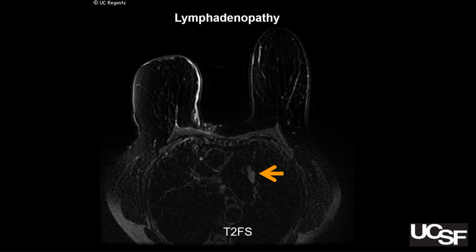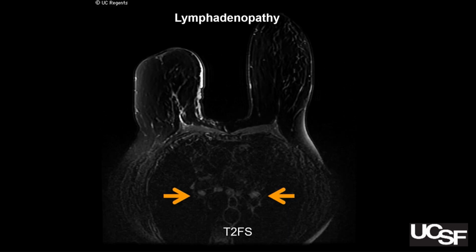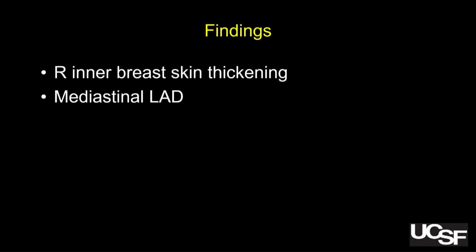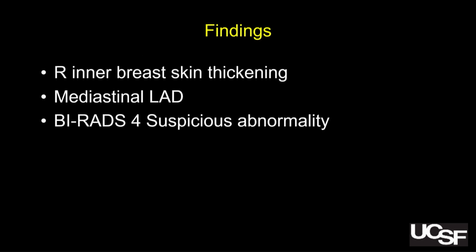And then she had some lymphadenopathy too, by the way, if you were looking in the mediastinum, which you should. We all should, but admittedly, sometimes I forget. So I kind of forced myself at the end to go back and look at the localizer and all the non-breast stuff. So we have inner breast thickening, mediastinal adenopathy. This is a suspicious abnormality.